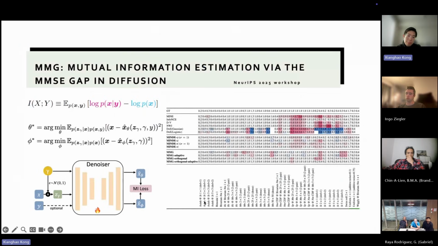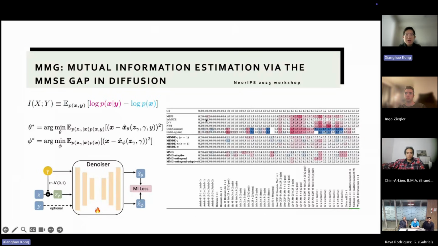So we have more than 20 benchmarks set here. We got a lot of different methods like MINE, like Info-NCE, like NWJ and DOI. Also, the strongest benchmark is MINDE. They have two versions or four versions. Our model is called the MMG. So we test on those different benchmarks, and the ground truth mutual information is listed on the first row.